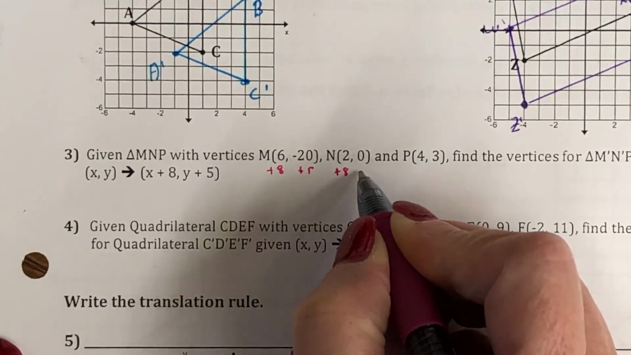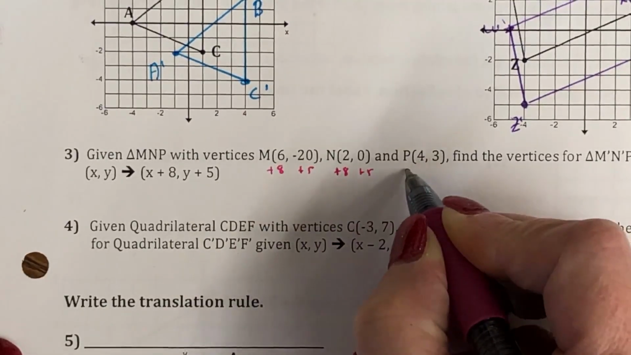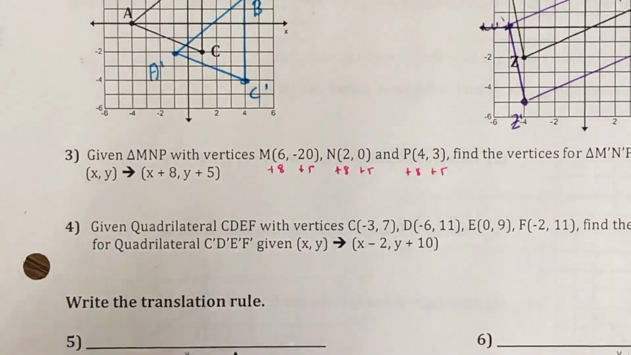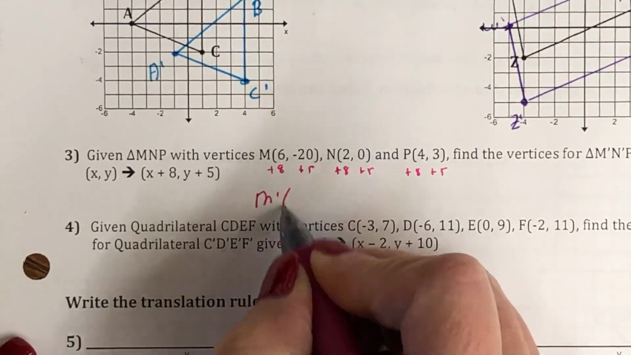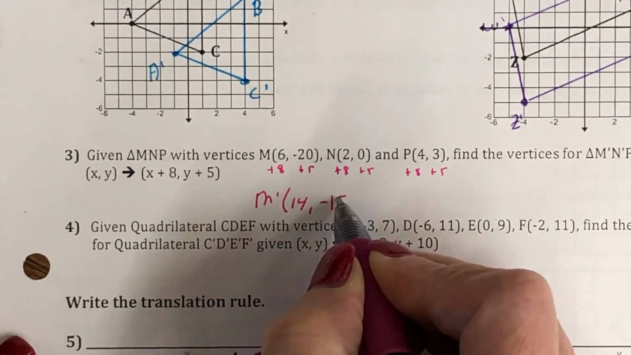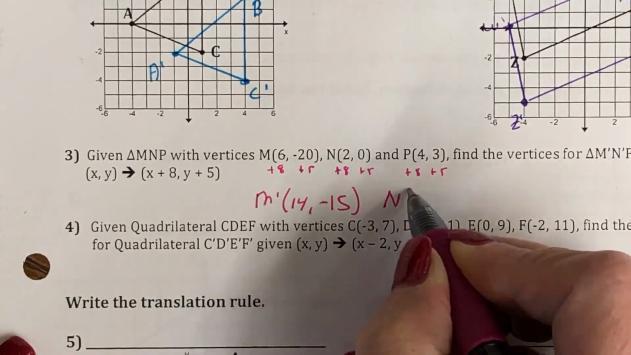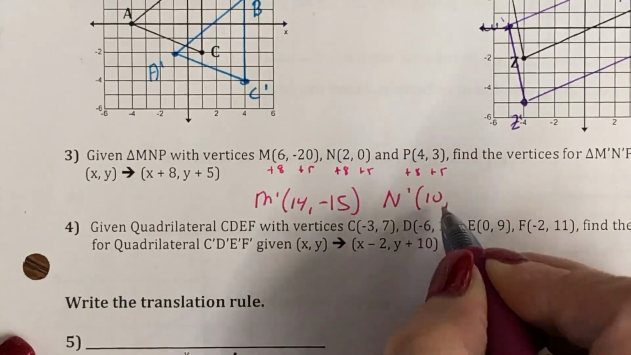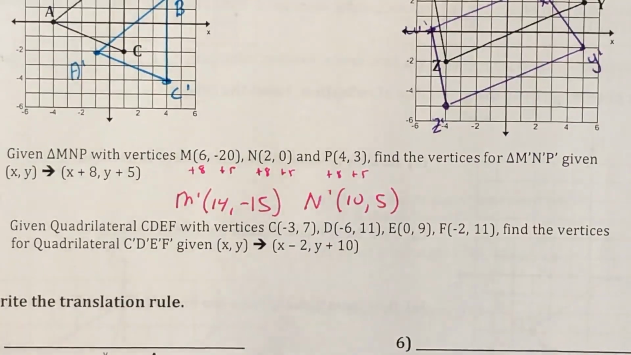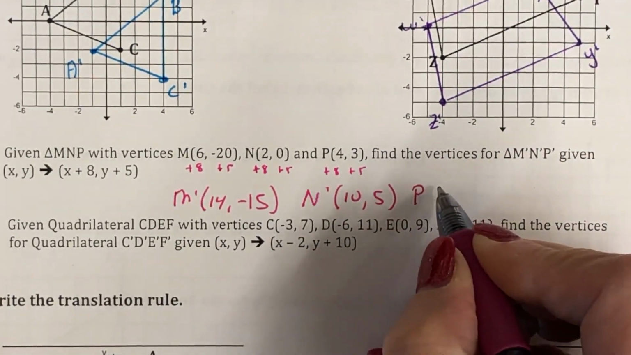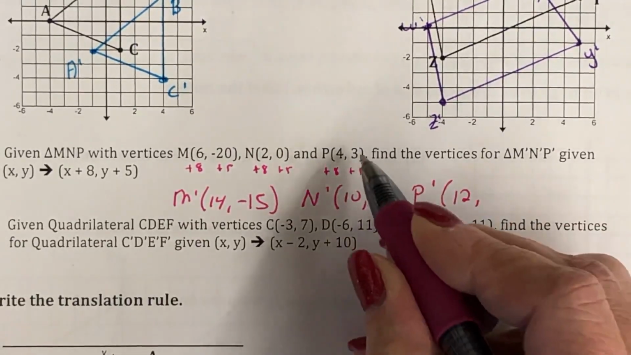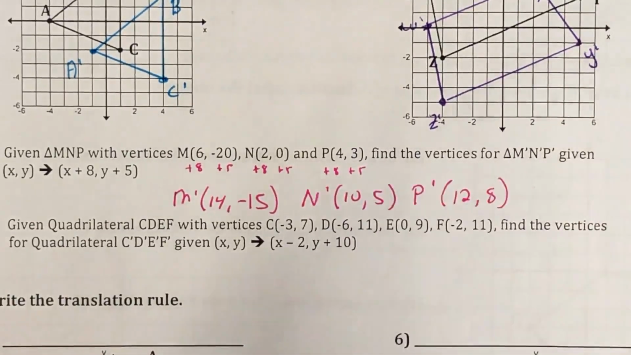Add 8 to my X value, and add 5 to my Y value. Then I have M prime, 6 plus 8 is 14. And negative 20 plus 5 is negative 15. There's M prime. N prime, 2 plus 8 is 10. 0 plus 5 is 5. There's our N prime. And for P prime, we have 4 plus 8, which is 12. And 3 plus 5, which is 8. And there's our P prime.